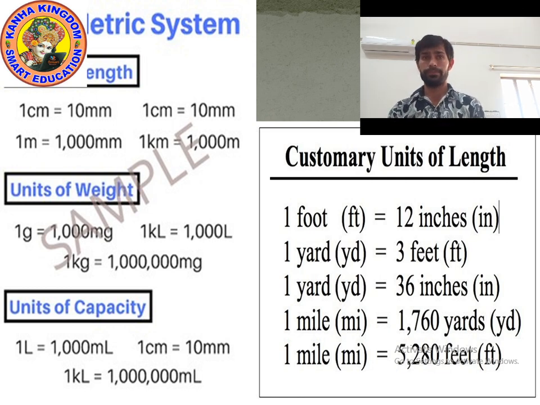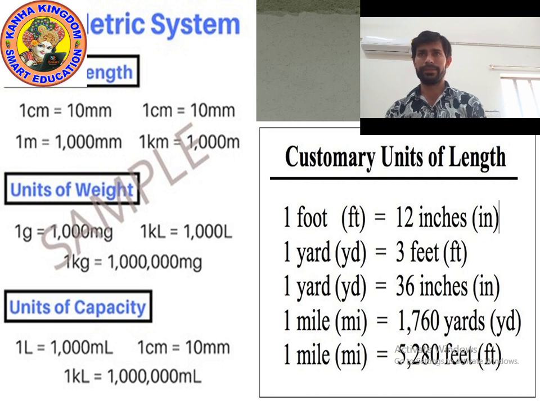Okay. Now let's talk about the unit of capacity. Capacity is measured in liter. So 1 liter is equal to 1000 milliliter. 1 centimeter is equal to 10 millimeter. 1 kiloliter is equal to 1,000,000 milliliter.